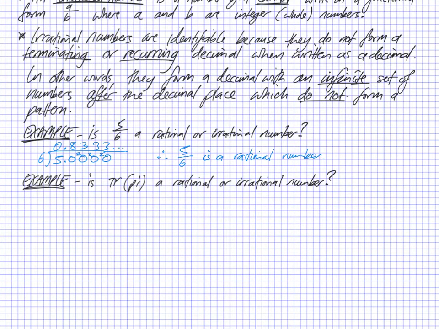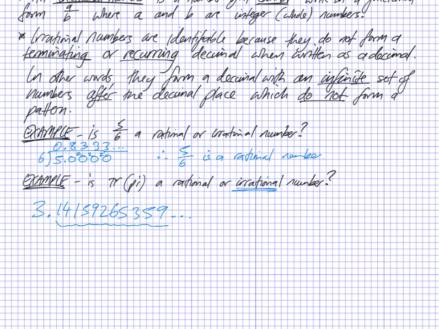Okay? But pi. So pi is one of the irrational numbers that you should remember. Why? Because if you put it into your calculator or if you look it up online, it goes on forever. It starts off at 3.141592653559. This goes on forever. There is no recognizable pattern here.